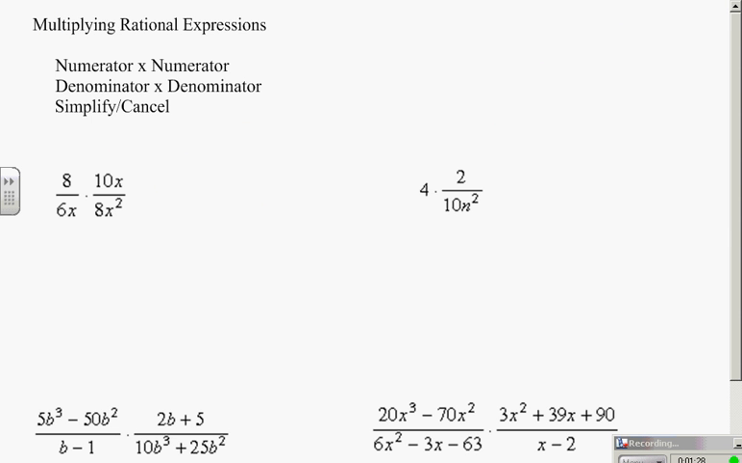So, summary, when you're multiplying rational expressions, you are taking the numerator times the numerator, the denominator times the denominator, and you're going to simplify, cancel, and factor to get it into lowest terms.